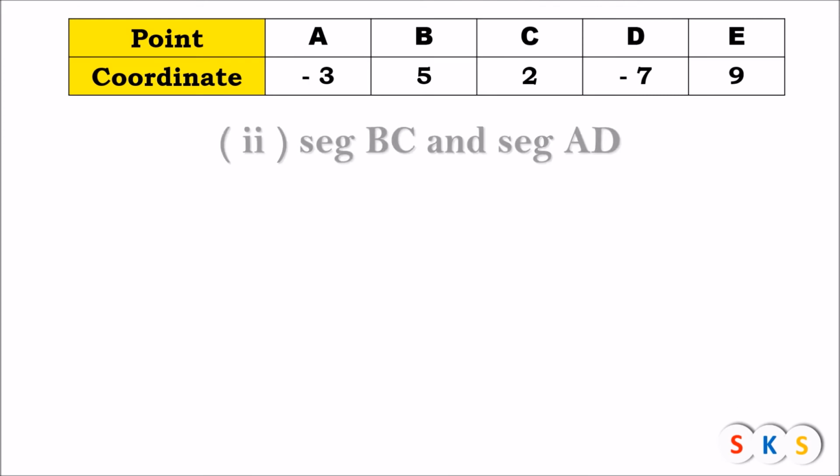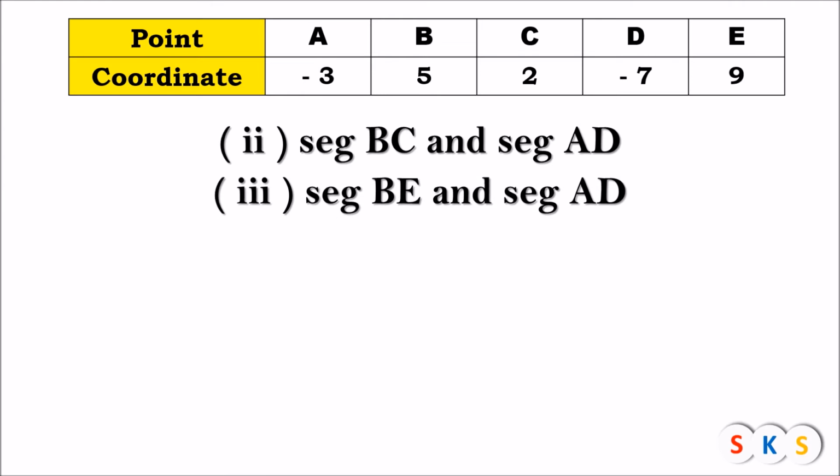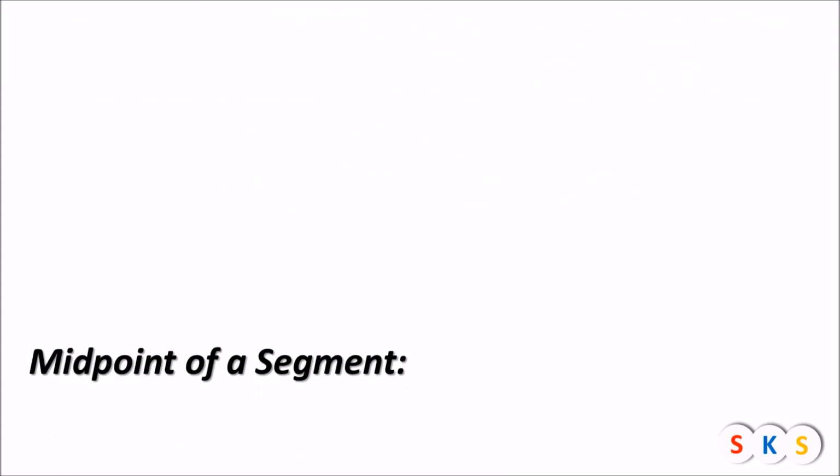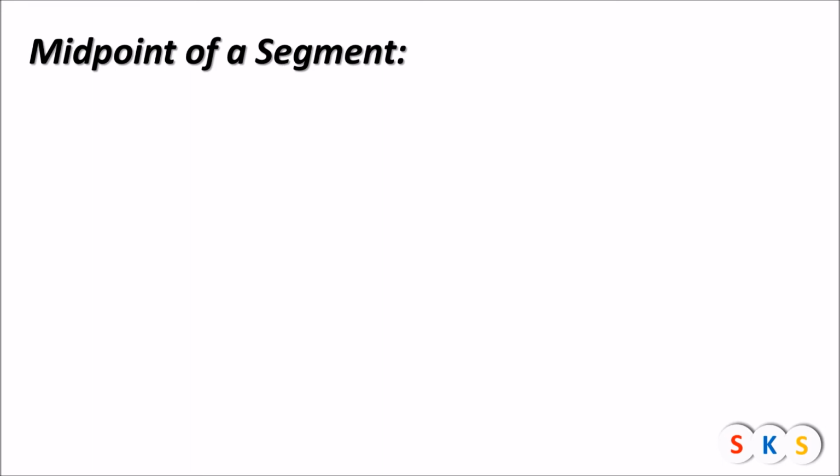Now here we have question number 2, seg BC and seg AD. Here also we have to check whether they are congruent or not. This question you will try on your own. Now we have the next question, question number 3, that is seg BE and seg AD. We have to check whether they are congruent or not. So what to do? You just need to find the length of both the segments using the distance formula. If the lengths of both the segments are equal, then they are congruent. Otherwise they are not congruent. Now what do you mean by the midpoint of a segment?